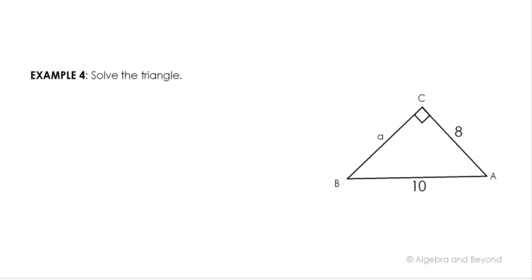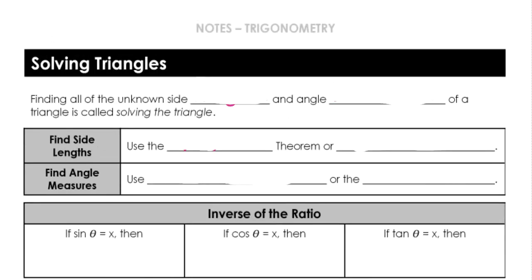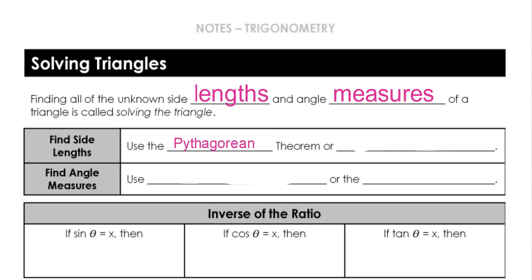Okay, so now we are going to use that and take it a little bit further into solving triangles. So we use trig to help us find all kinds of pieces of information about different triangles, and we call that solving triangles. So when we ask you to solve a triangle, we are finding all the unknown side lengths. So you need to find the length of every single side, all 3 of them, and the angle measures of a triangle. So when you solve a triangle, you're going to know all 3 angles and all 3 side lengths. To find the side lengths, we can use the Pythagorean theorem, or we can use trig ratios like we did in that last example. To find the angle measures, we can use complementary angles.